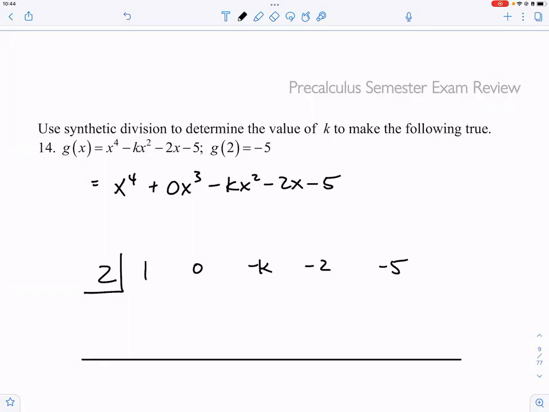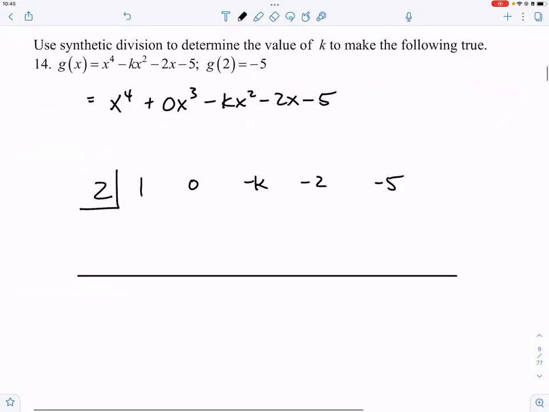So this is something that you have to make intuitive. You know what the normal is? The normal is that things should go in order: x to the fourth, then x cubed, x squared, x, and then the constant.